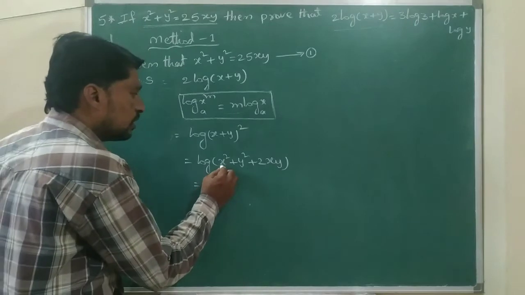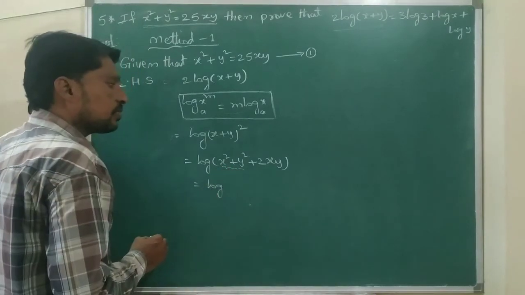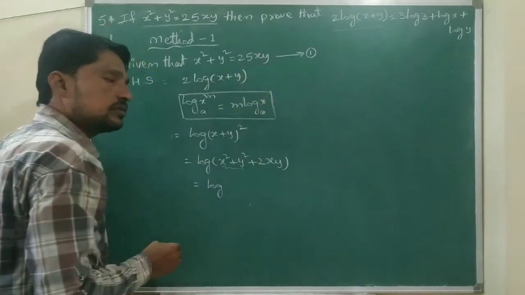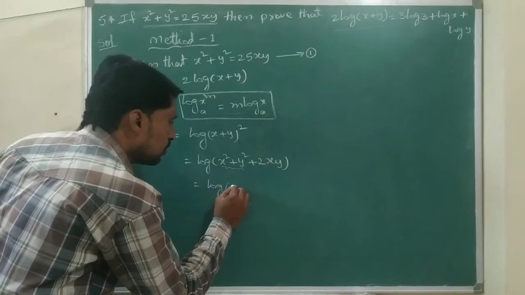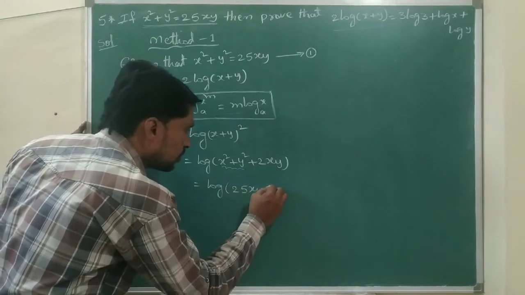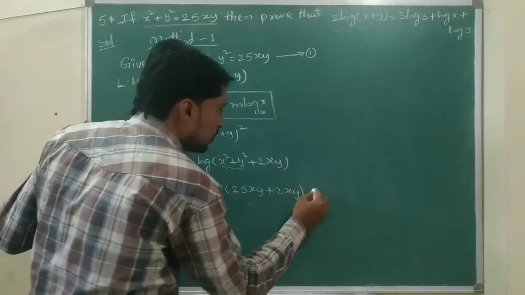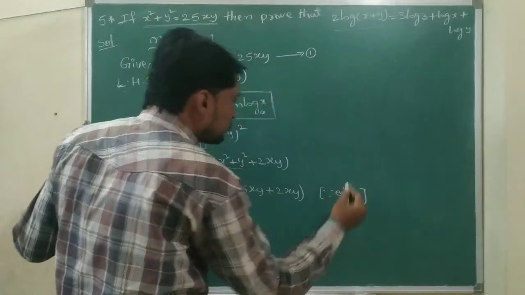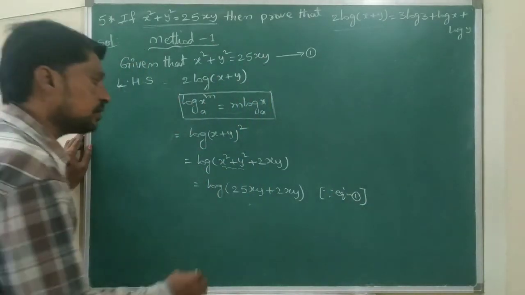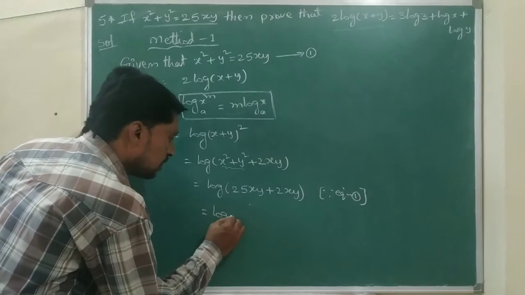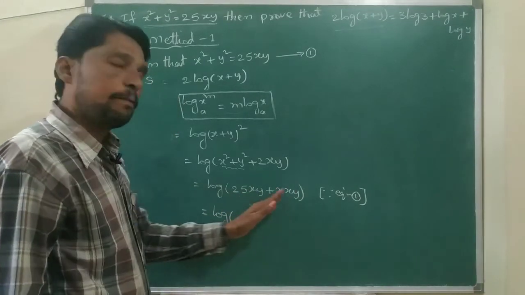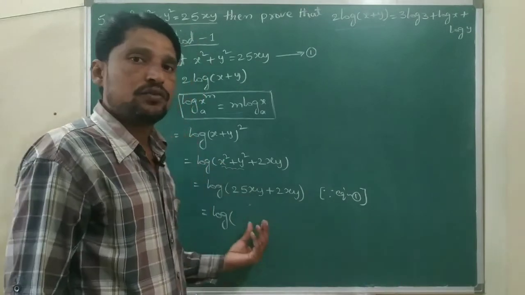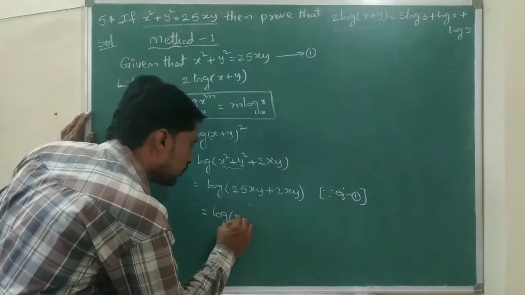So once you have to observe here, x square plus y square. Instead of x square plus y square, we can write 25xy or not. So from equation number 1, I am writing 25xy plus 2xy. That equal log 25xy plus 2xy. Both are like terms, means we need to add 25 plus 2, 27xy.